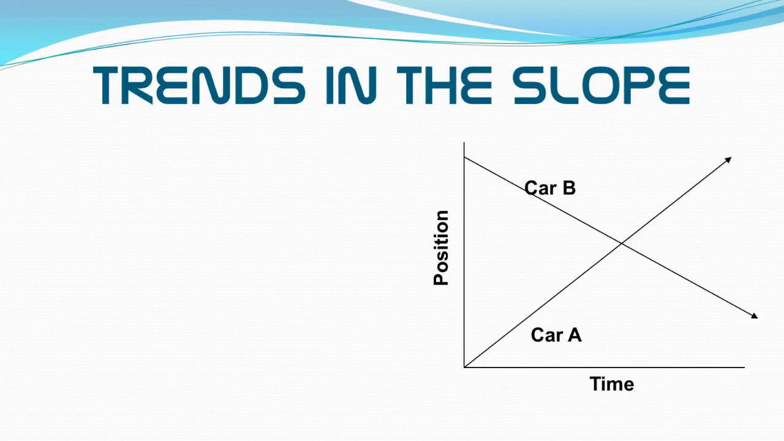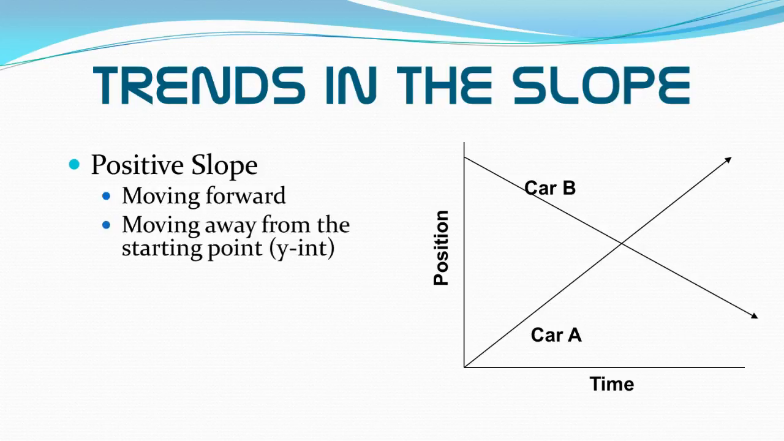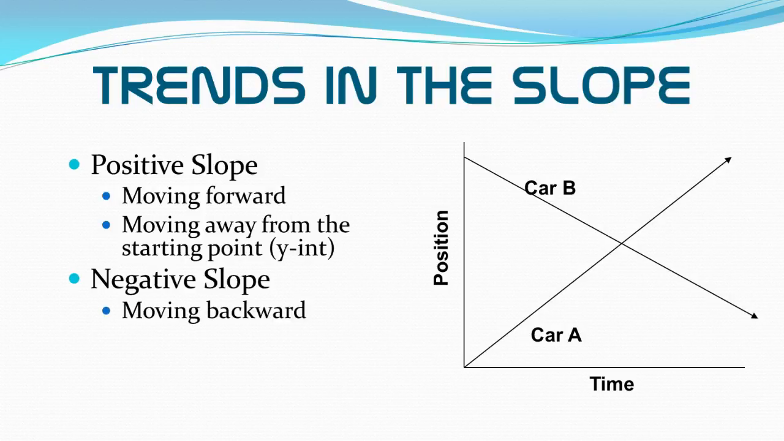When we look at objects moving in opposite directions, a positive slope is moving forward. So car A is moving forward because it's a positive slope, moving away from the starting point or y-intercept. The negative slope, car B, is moving backwards, moving towards the starting point.